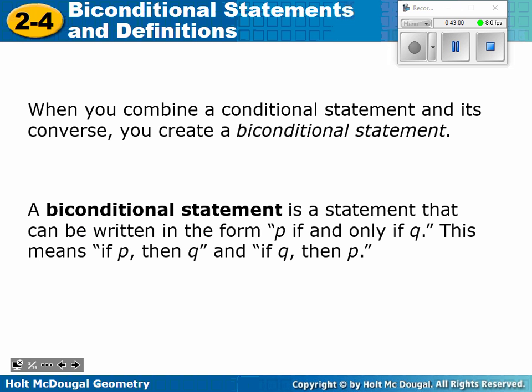A biconditional statement is a statement that can be written in the form P if and only if Q. In other words, hypothesis, if and only if, conclusion. We are not going to write it any other way. They give you lots of other ways you can write it, but you are going to write it for me as P if and only if Q. You can ignore everything else that they talk about as far as symbolic and notation. We are writing it as P if and only if Q.